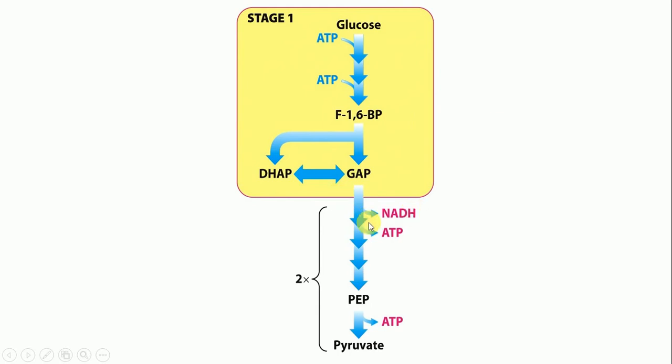The starting point is the glucose molecule out here, and the end product is pyruvate. Additional products involved here are NADH and ADPs.